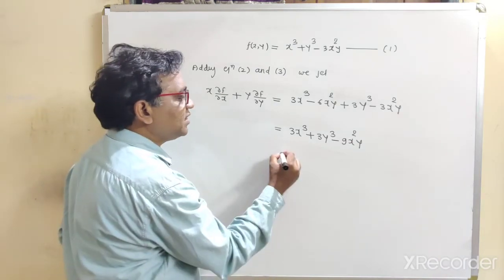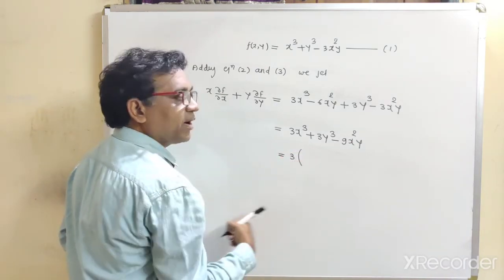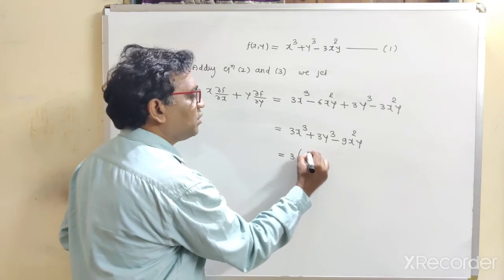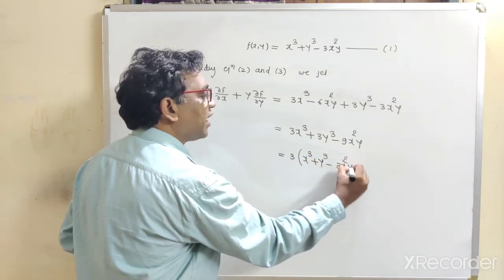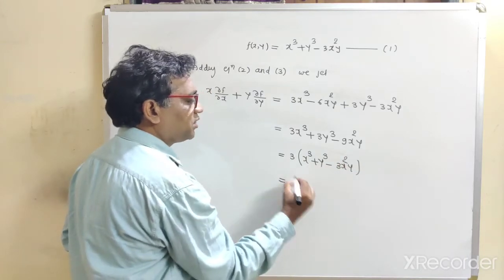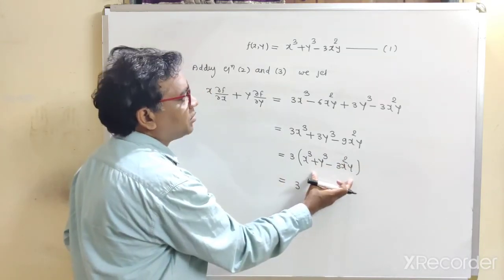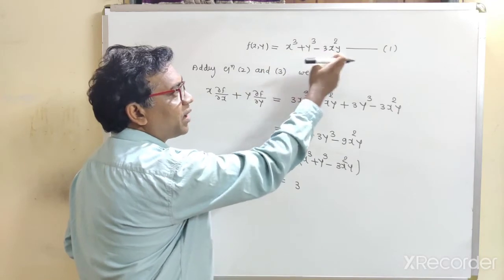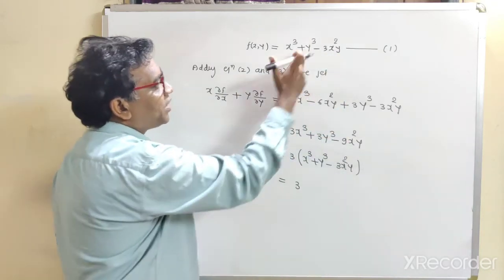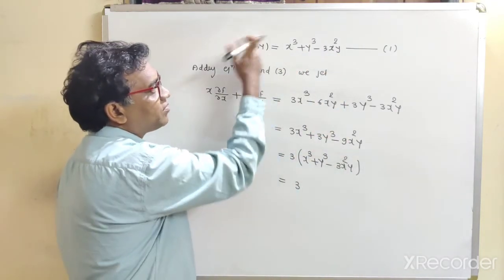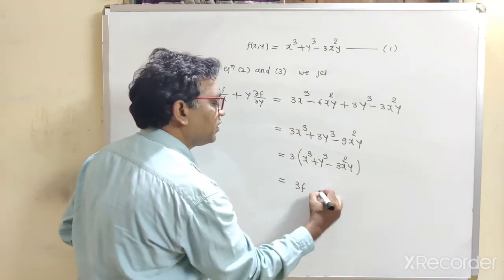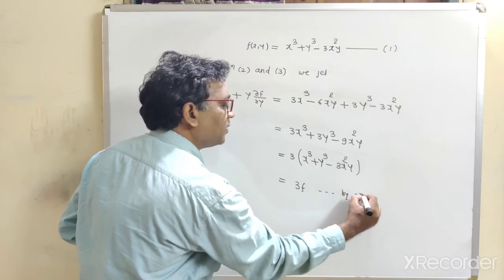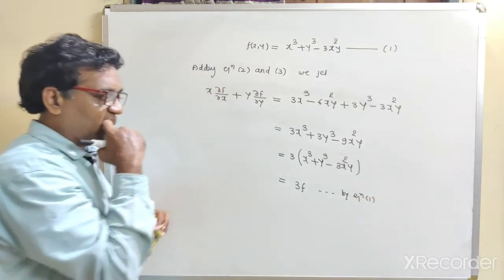From these three terms, let us take 3 as a common factor. What is the remaining term? x cube plus y cube minus 3x square y. So this is equal to 3 times x cube plus y cube minus 3x square y. From equation 1, we write this term as f(x,y). So instead of this term, just write f here. So give the reason by using equation number 1.